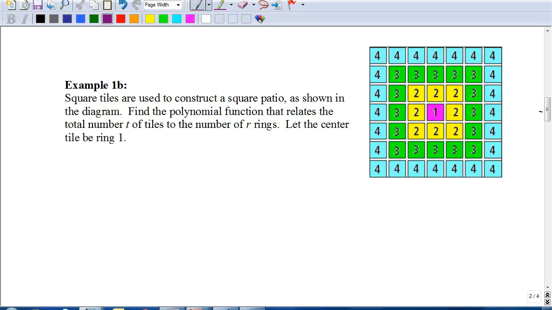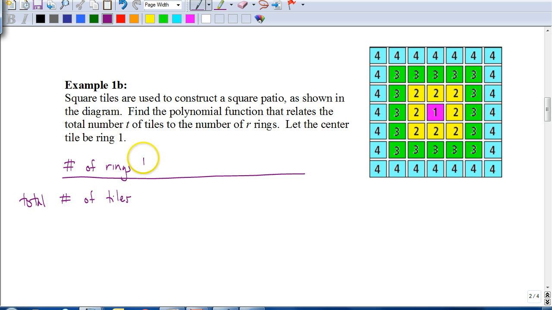We have this scenario where we have the number of rings, and we have the total number of tiles. The key there is the total number of tiles, not just the number of tiles in that particular ring, but the total number of tiles. So we have a total of 4 rings here. In the first ring, we have just that one tile. In the second ring, they're referring to how many there would be in that area total, including the first ring that we had, plus the second ring. So we have a total of 9 tiles with that second ring.